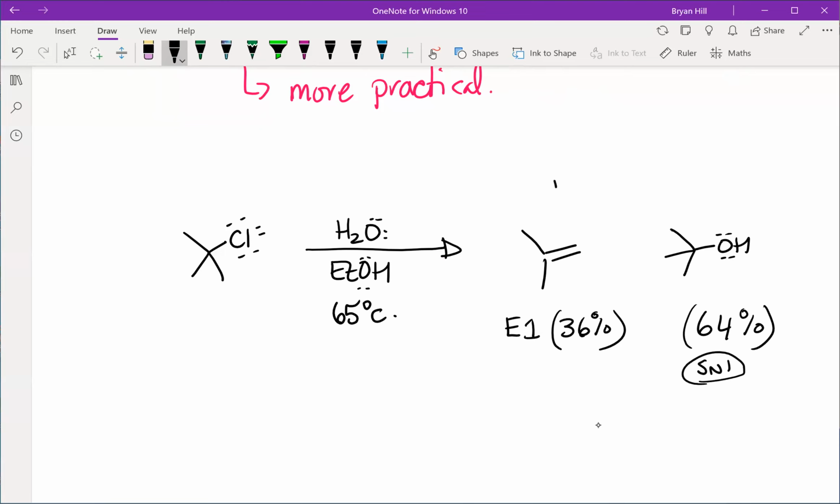So if your goal was to make this substrate here, what would we do? Well, you'll notice that these reaction conditions here, we've got a weak base/nucleophile. So if you want to promote an elimination reaction, what do you want to do? You want to use a stronger base.